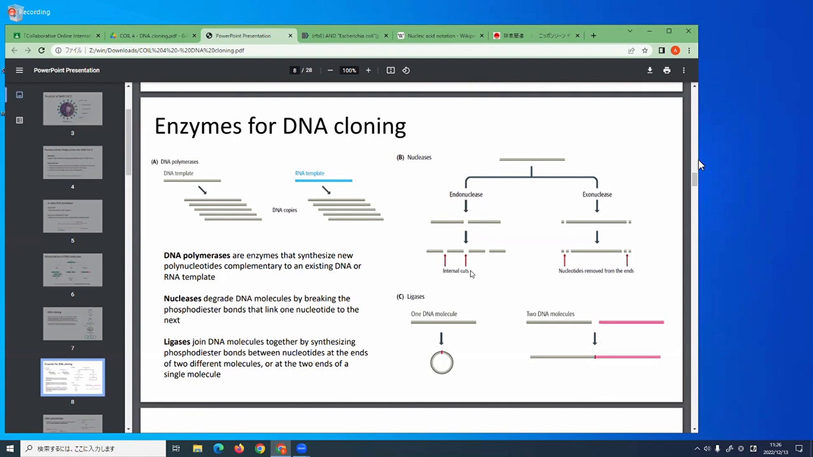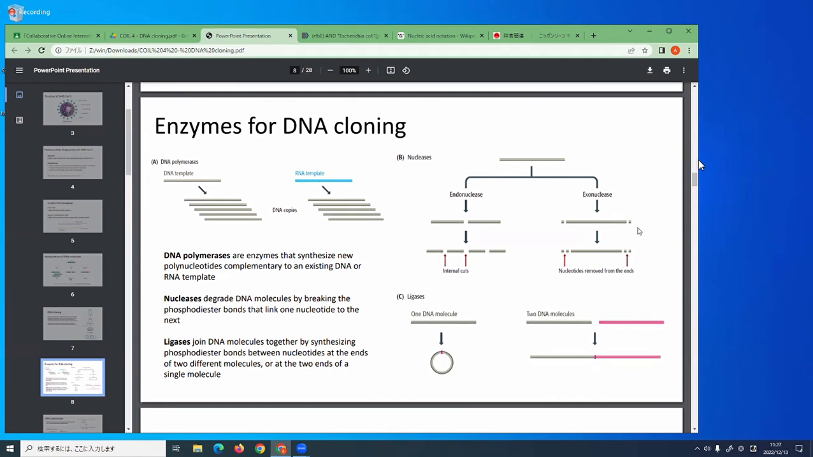And then we have to cut them using nucleases, restriction enzymes. There are two types of nucleases, endonucleases and exonucleases. Exonucleases will cut DNA from the end, right? So there's a 5' here, 3' there, and it will cut from the end. But because the tools that we normally use for DNA cloning are endonucleases, these will cut DNA in between, not at the end, right?